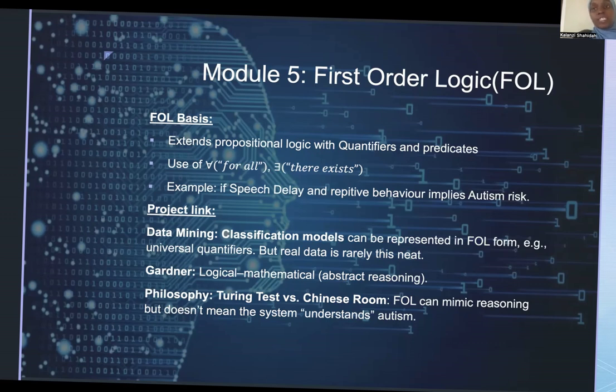Then in data mining, we have the classification models. They can be represented in first order logic form, e.g. universal quantifiers. But real data is rarely that neat. You can't just have data that completely allows you to derive a conclusion that these people are autistic. Then we look at the Turing test and the Chinese room. So if first order logic can mimic reasoning, does that mean that the system understands autism?